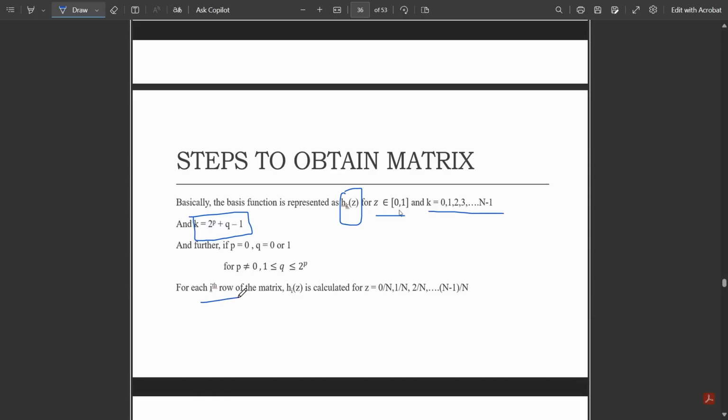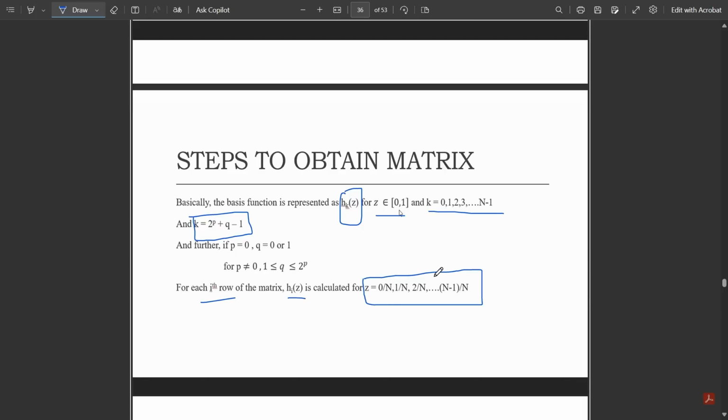For each ith row of the matrix, that is hi of z, it is calculated with z equal to 0 by n, 1 by n, up to n minus 1 by n, with respect to whatever value of n it is. So if the value of n is 2, then the sequence would be 0 by 2, 1 by 2, and it would terminate at 1 by 2 because we have n minus 1 by 2, that is 2 minus 1 by 2. So there it would terminate, and based on the n values you would be getting the number of values.